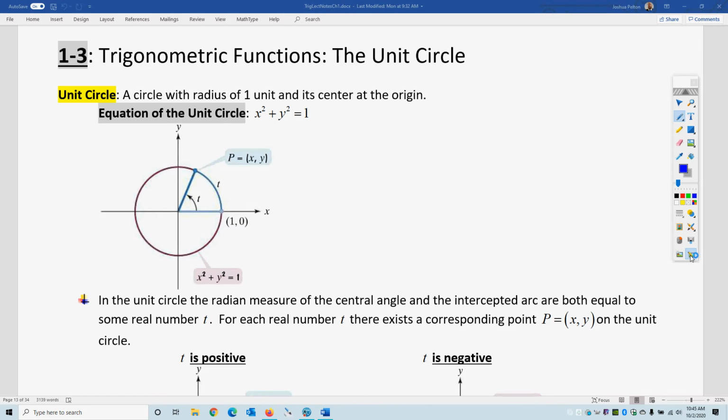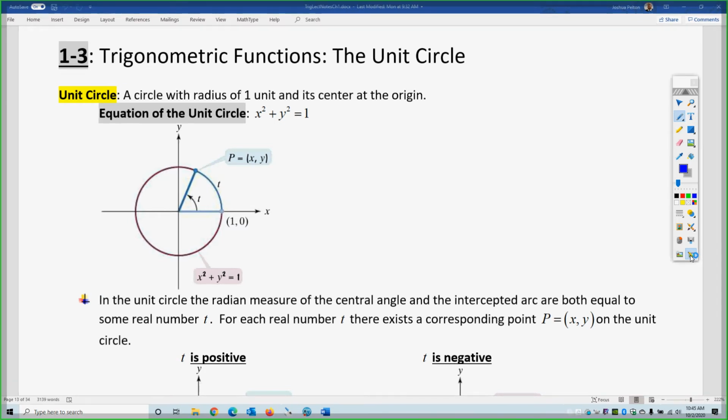So the equation for the unit circle is x squared plus y squared equals 1. Normally the equation is x squared plus y squared equals r squared, but r is 1 since it's a unit circle, unit being 1. It doesn't matter if that 1 is an inch, a mile, a foot, a yard, it's just 1, it's the basic unit.